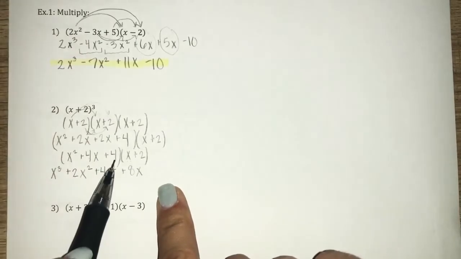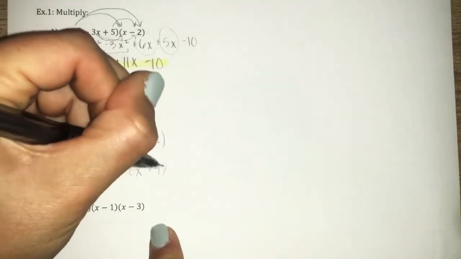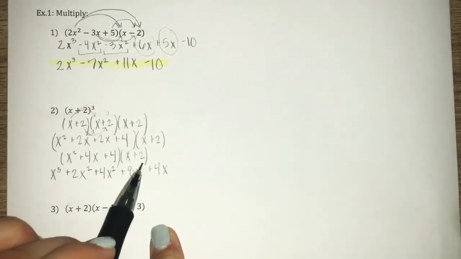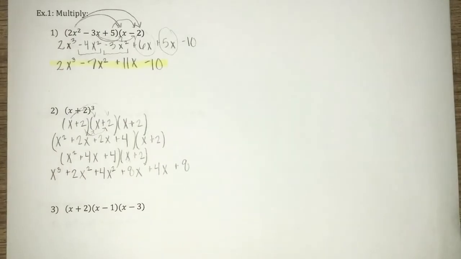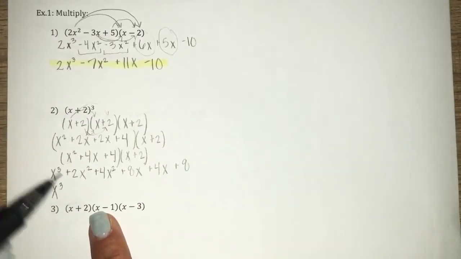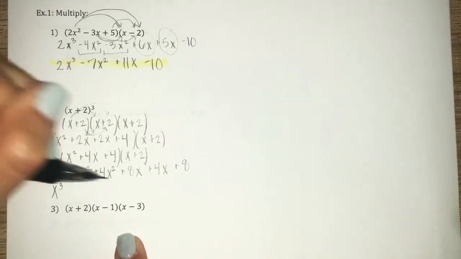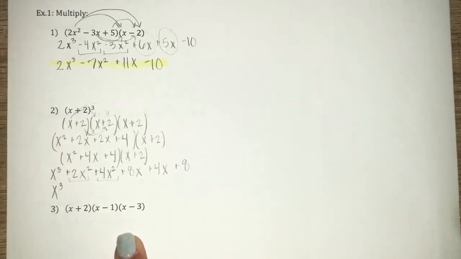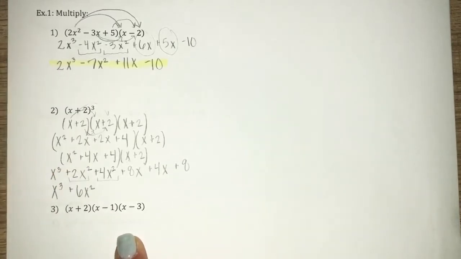Then we can move on to the third term. So 4 times x is 4x. And then 4 times 2 would be 8. And then you can combine like terms, so there's only one x cubed term, so that just comes down. So 2x squared and 4x squared, those are like terms, I can combine them, just add the coefficients to get 6. So plus 6x squared.